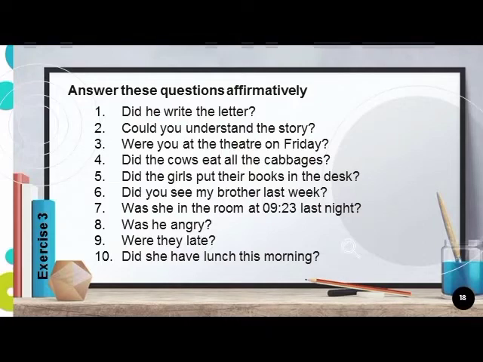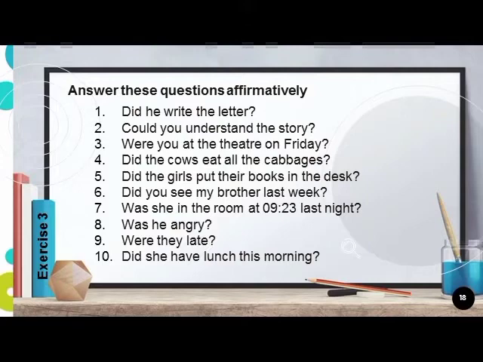5. Did the girls put their books in the desk? The answer: yes, they put their books in the desk. Or, yes, they did. 6. Did you see my brother last week? The answer: yes, I saw your brother last week. Or, yes, I did.